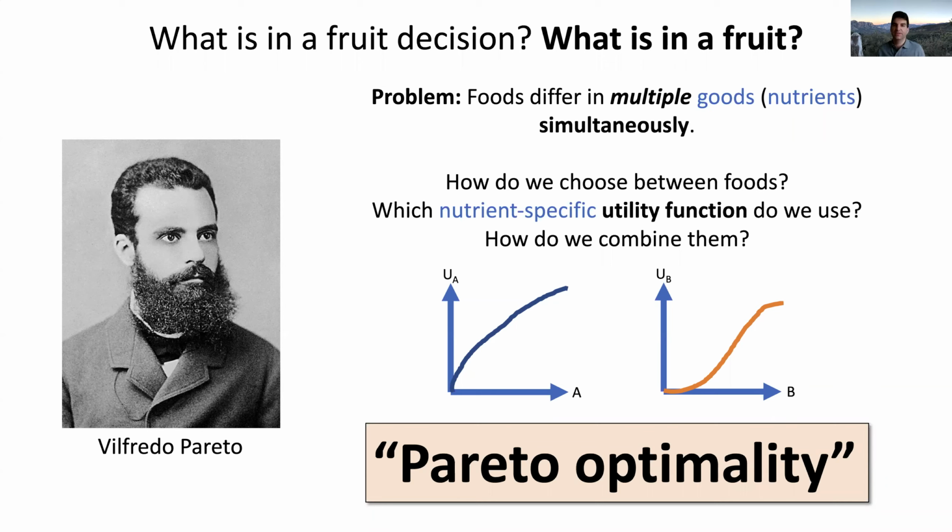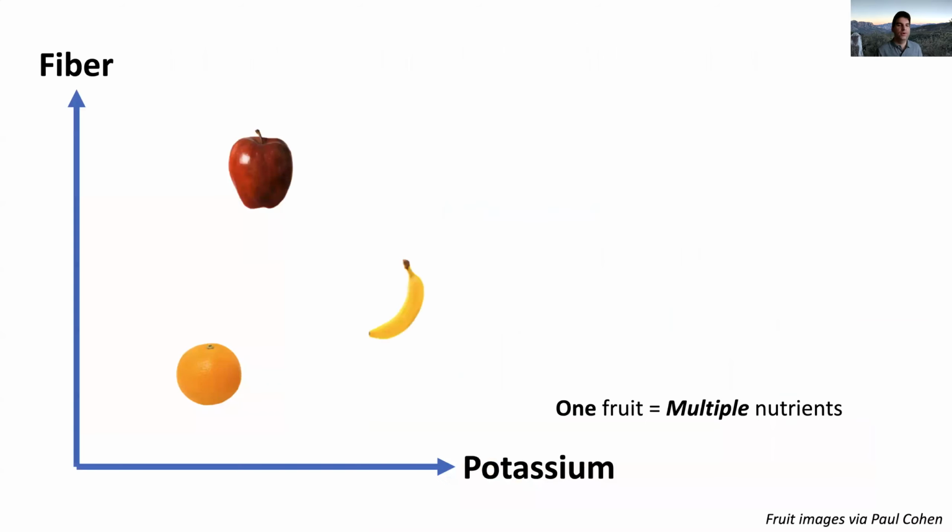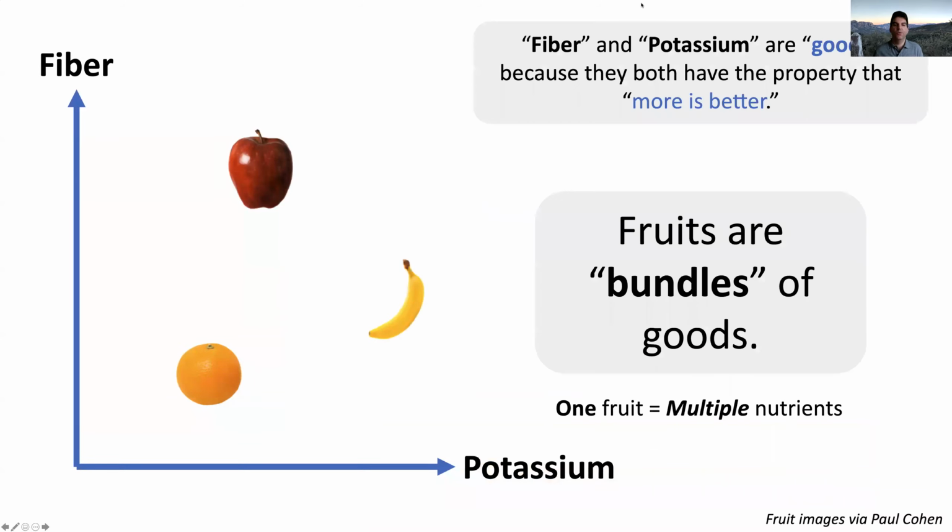When there are multiple objectives that might have their peaks in different places, it's not quite clear what the right option to choose is. So let's say I consider three fruits, and each fruit is a bundle of multiple nutrients. We're saying that fiber and potassium are goods, because more fiber is better and more potassium is better. And the fruits are, and this is an economic term, bundles of goods.